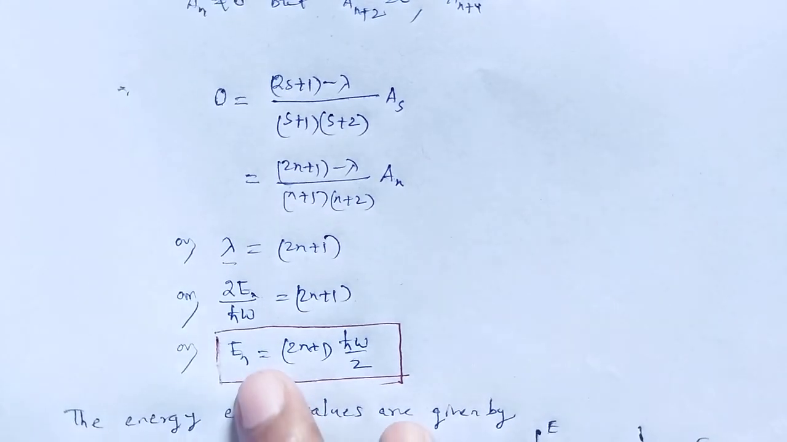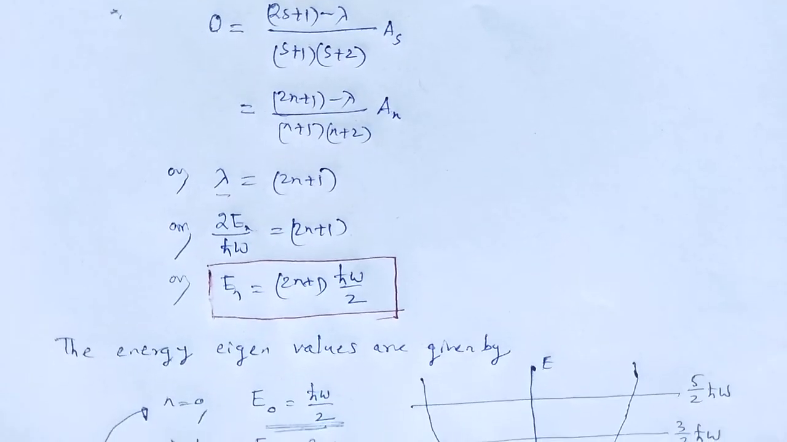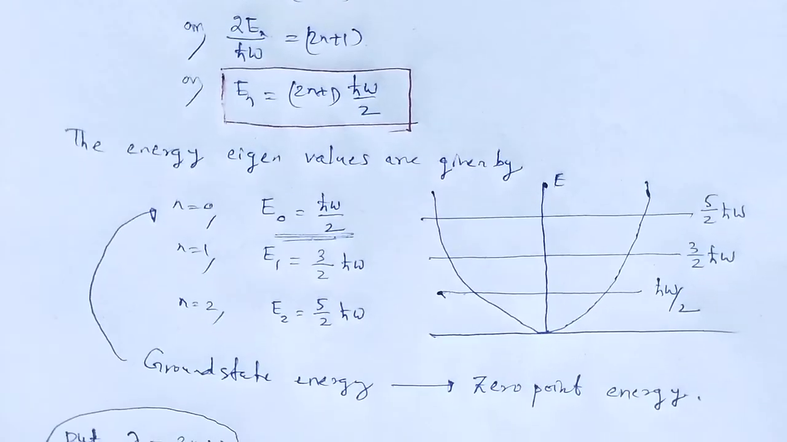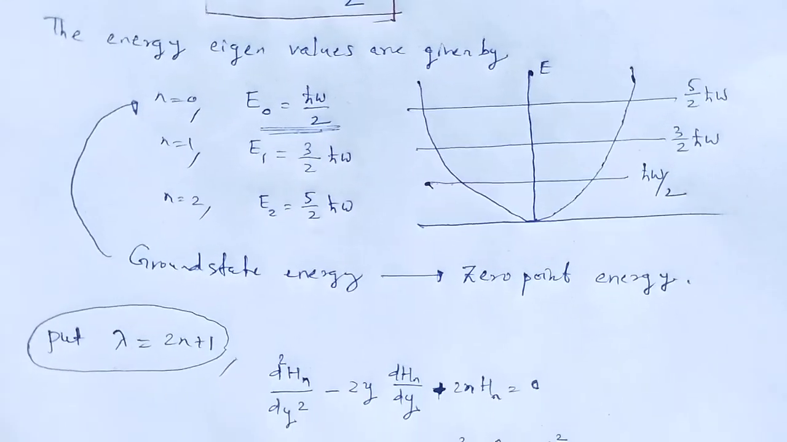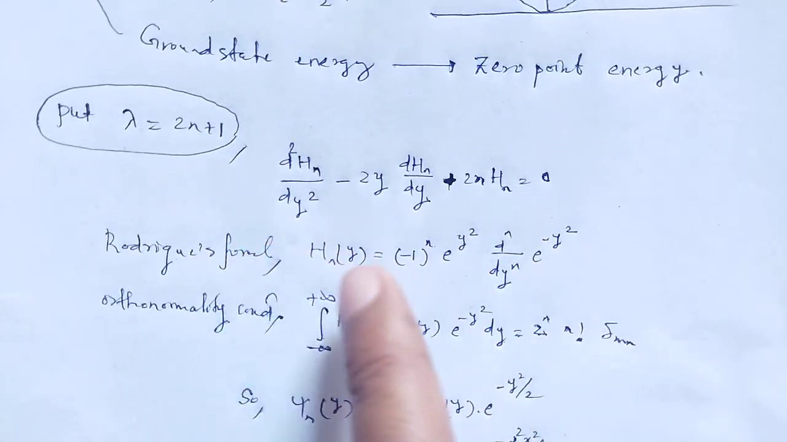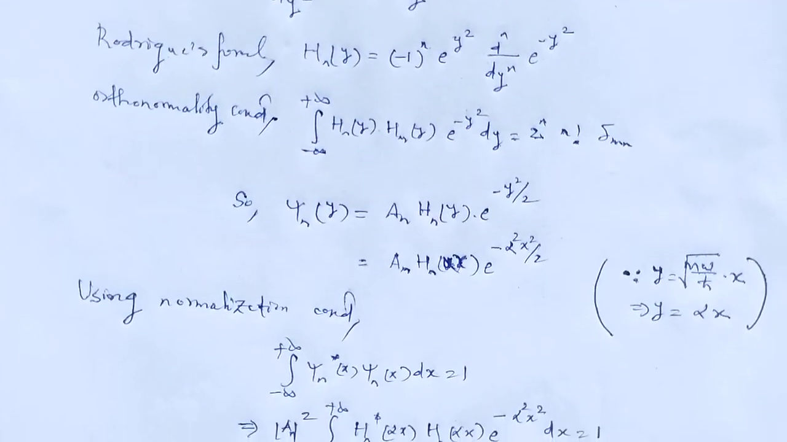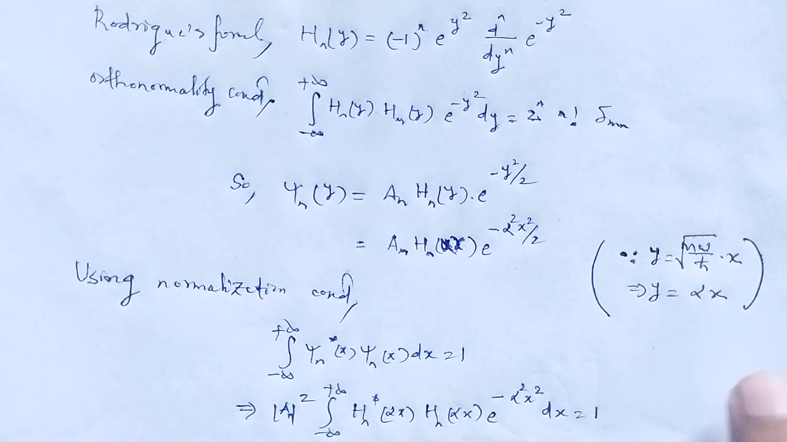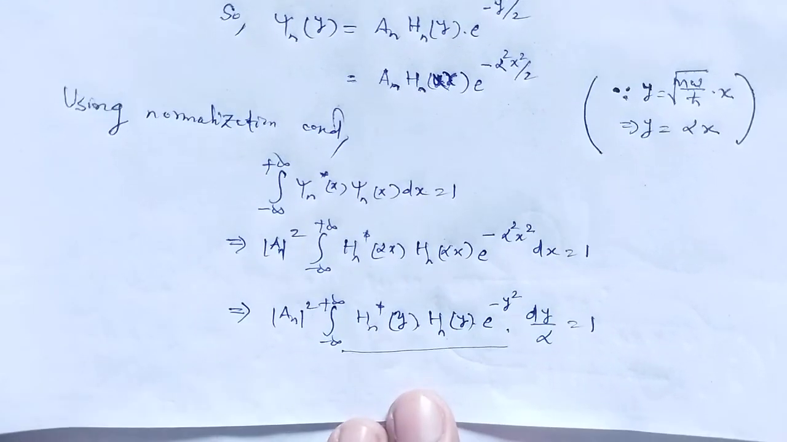So the energy of the nth term is (2n+1)ħω/2. So the energy eigenvalues are given as, and its graphical view, and the ground state energy is known as the zero point energy. Let us put λ equal to 2n+1, it will be changed to this, that is the recurrence formula, that is the orthogonality condition, putting y equal to that much. So using the normalization condition.